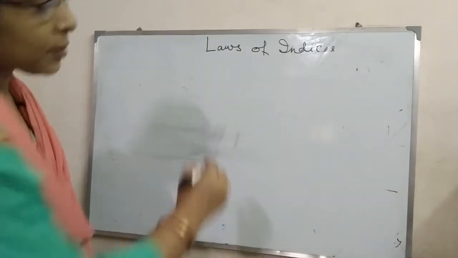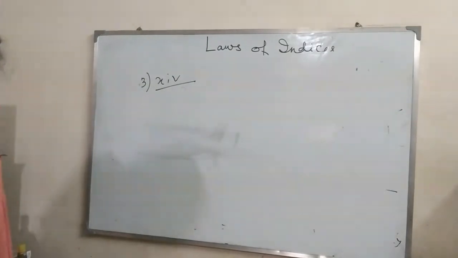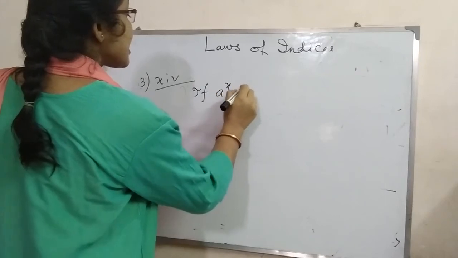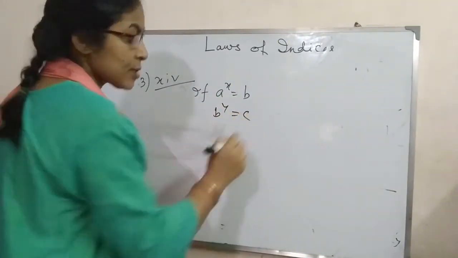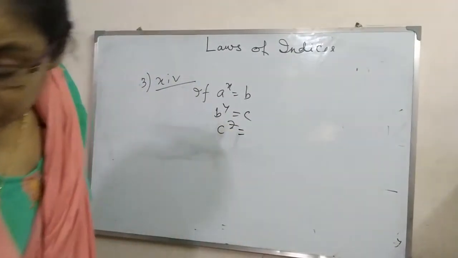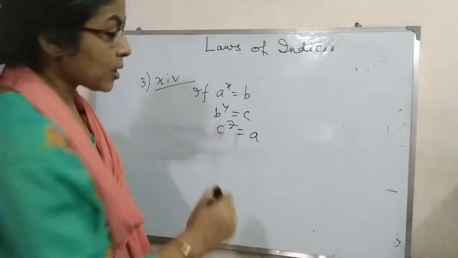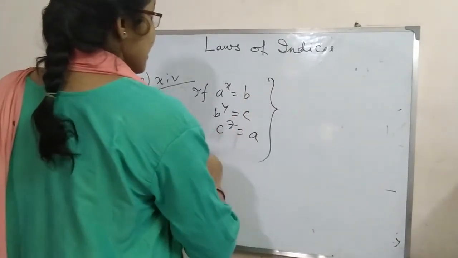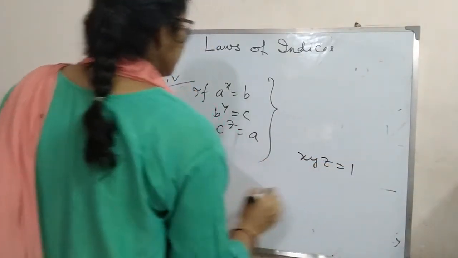I will go for sum number 14. If a to the power x equal to b and b to the power y equal to c and c to the power z equal to a, show that xyz equal to 1. It is given, and prove that xyz equal to 1.